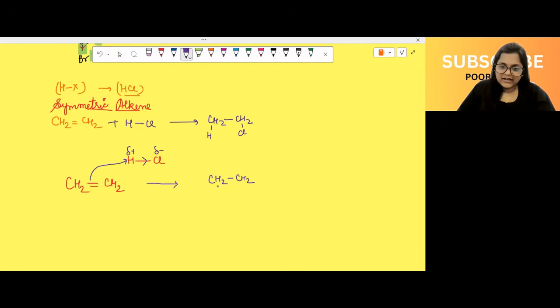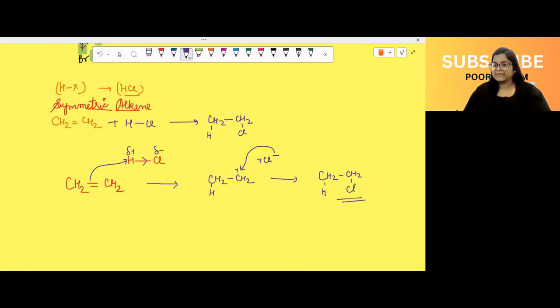Now you can attach this hydrogen to any carbon in this case. Plus you have Cl negative being left. Now this negative will go and attack this particular positive charge and will form the compound like this. Correct? Symmetric is fine. It's clear.